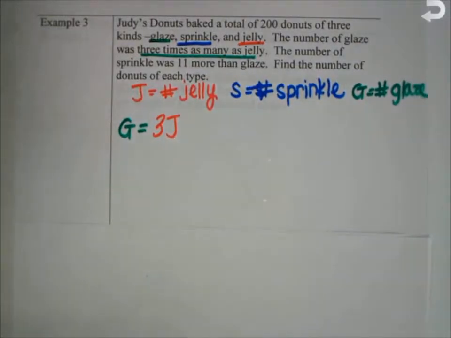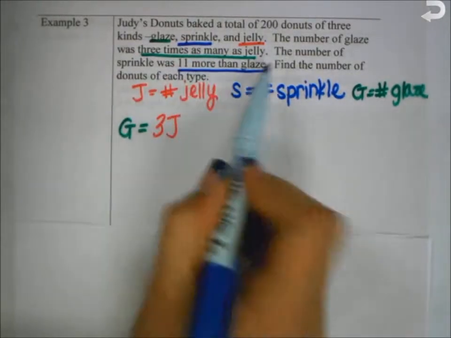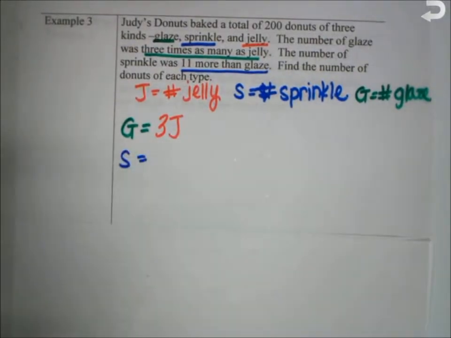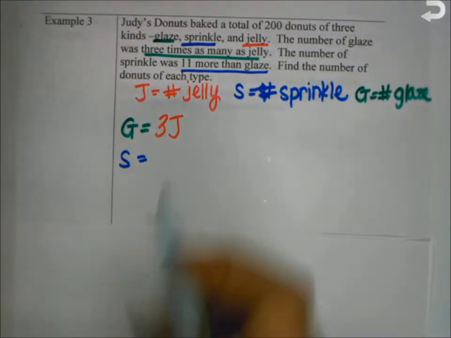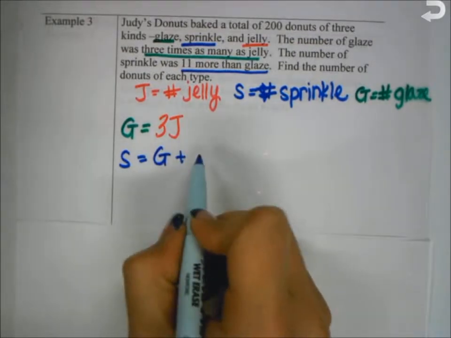We also know something about the number of sprinkle. What do we know about the number of sprinkle? 11 more than glaze. So S is going to equal what? G plus 11. Now, can I solve an equation with all these different variables in it?